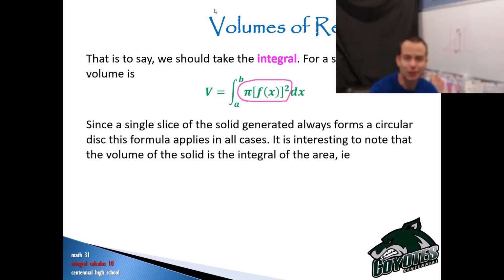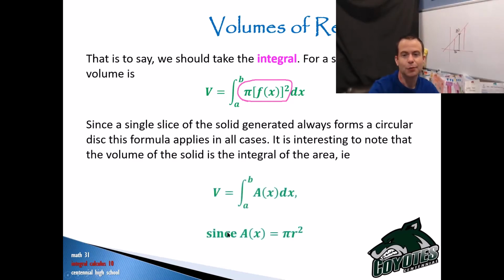Okay, so we end up with volume is the integration of the area, because area was pi r squared for a circle. So let's put this into practice.